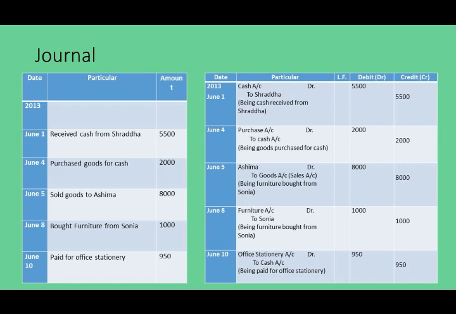Next topic is journal. Journal refers to recording all the events which can be converted into monetary terms. Let us discuss an example. These are the transactions. The transactions given below are of a particular company. Journal entries are recorded as below. In the journal, there are 5 columns. The first one is the date, and then particulars, ledger folio, debit side, and credit side.